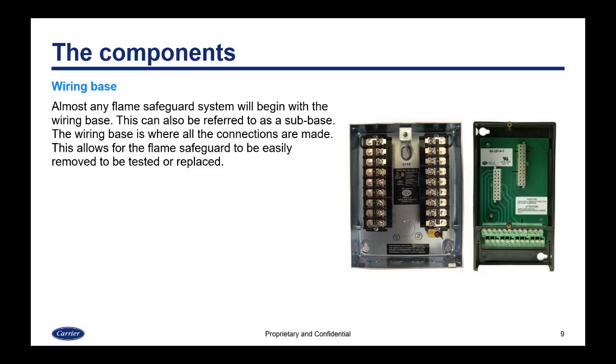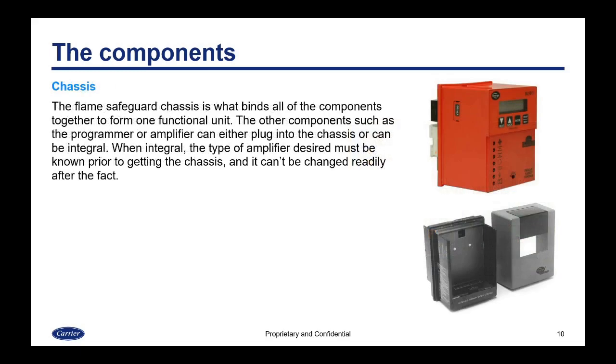Next is the chassis, and the flame safeguard chassis is what binds all of the components together to form one functional unit. The other components, such as the programmer or amplifier, can either plug into the chassis, or in some cases one or both of those can be integrated into the chassis. When integral, the type of amplifier desired must be known prior to getting the chassis because it can't be changed so easily after the fact.